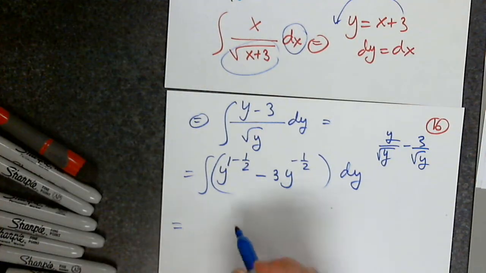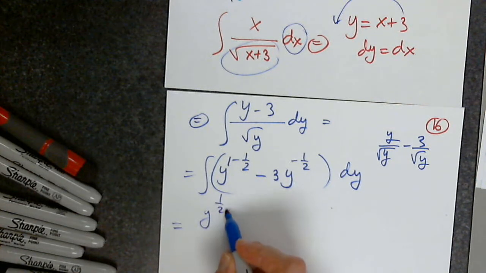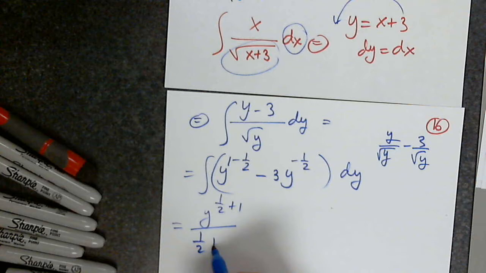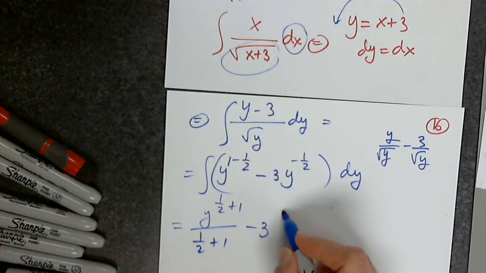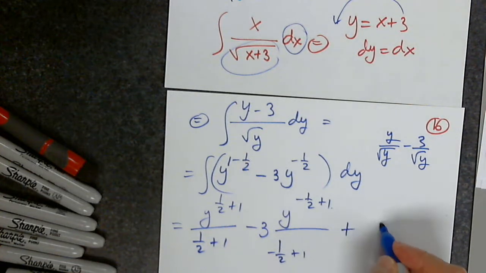Okay, so 1 minus 1/2 is 1/2. So this is y to the 1/2 plus 1 over 1/2 plus 1, minus 3, y to the negative 1/2 plus 1 over negative 1/2 plus 1, plus a constant c.